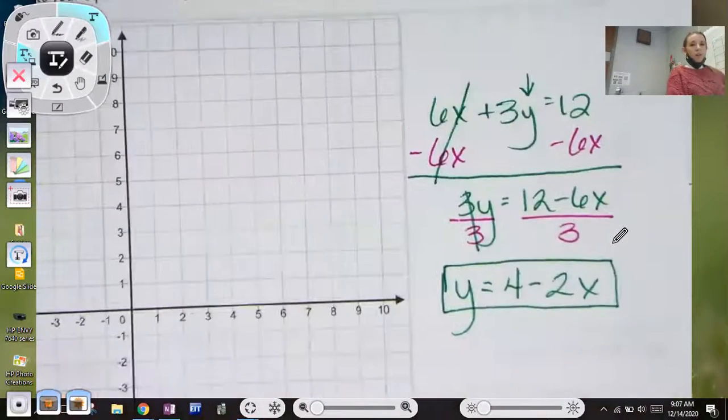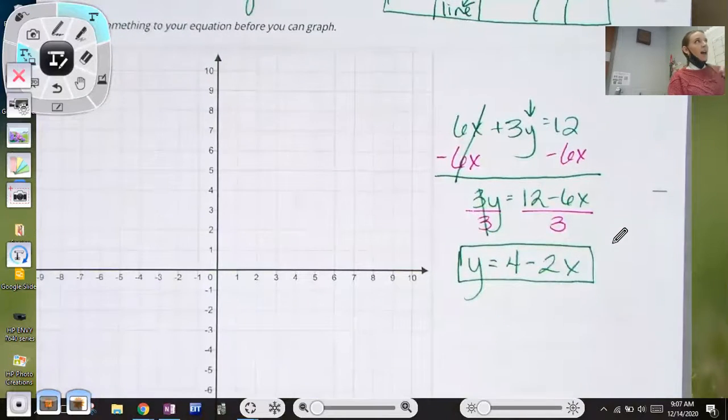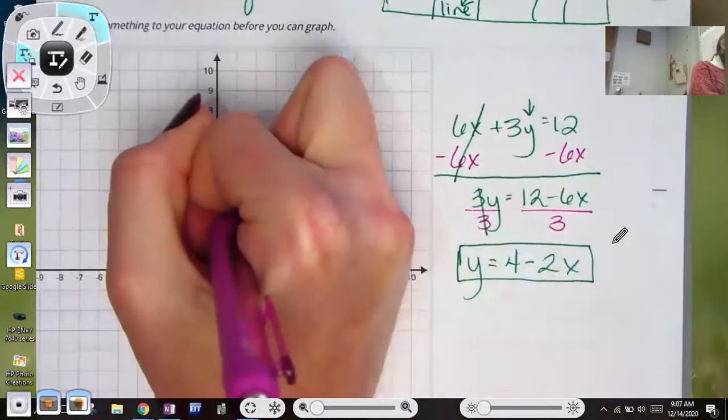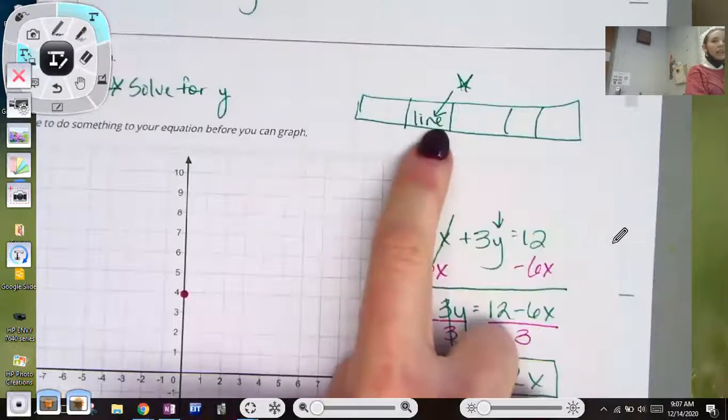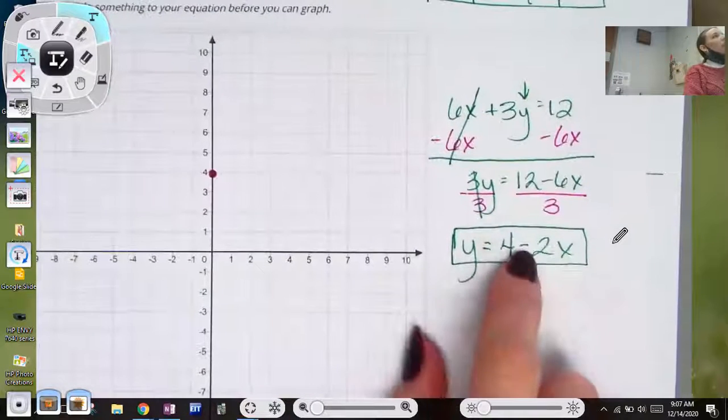All right, so now we have to graph it. Where is this line going to cross through my y-axis? +4. Okay, remember we've clicked on that line button first. I'm going to click on +4. All right, and then what's my slope?